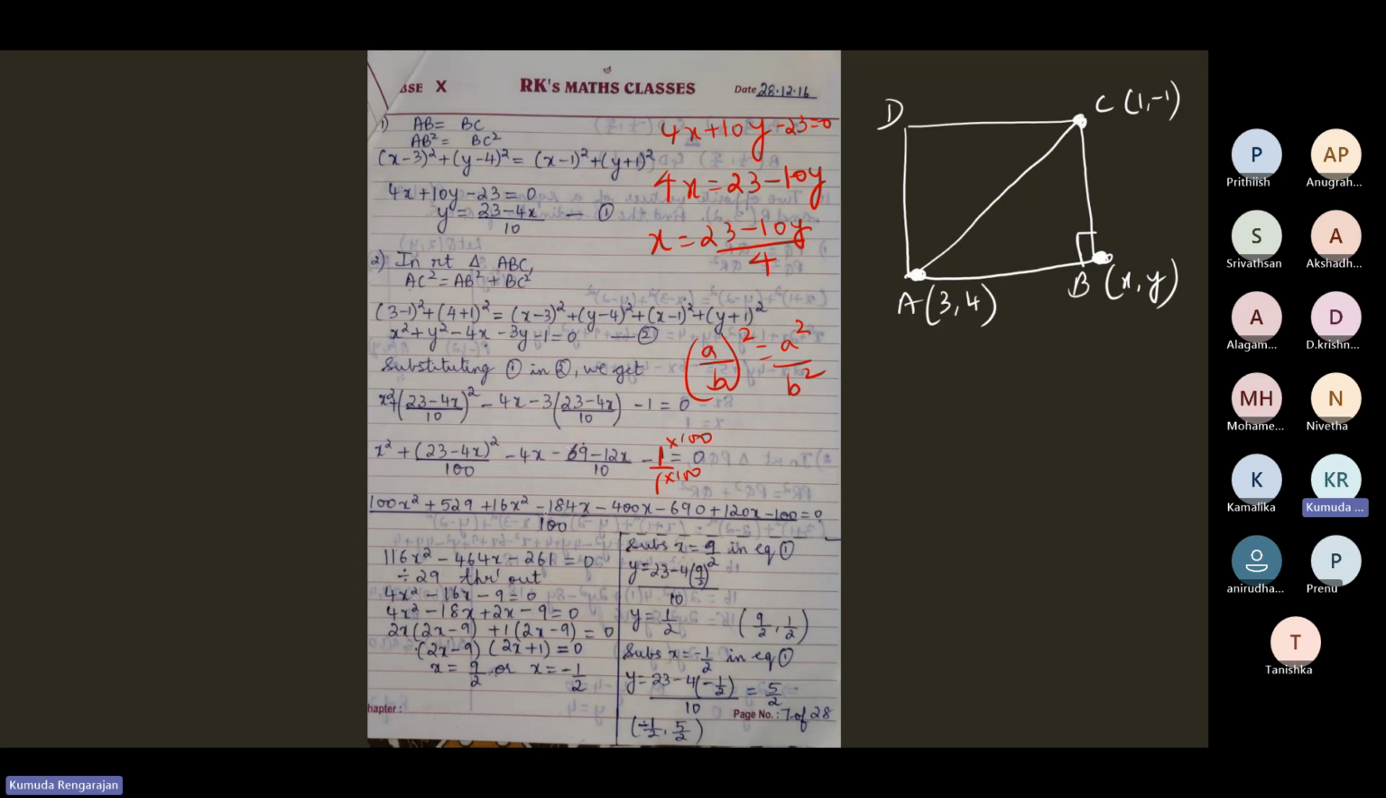Now cross multiply. When you cross multiply, what happens? 100 into 0 is 0, it's gone. And there are like terms here: x squared, and then this is a constant, this is also a constant, x. So please simplify, and this is what you get: 116x squared minus 464x minus 261 is equal to 0. Now, all these numbers are divisible by 29. So divide by 29 throughout.